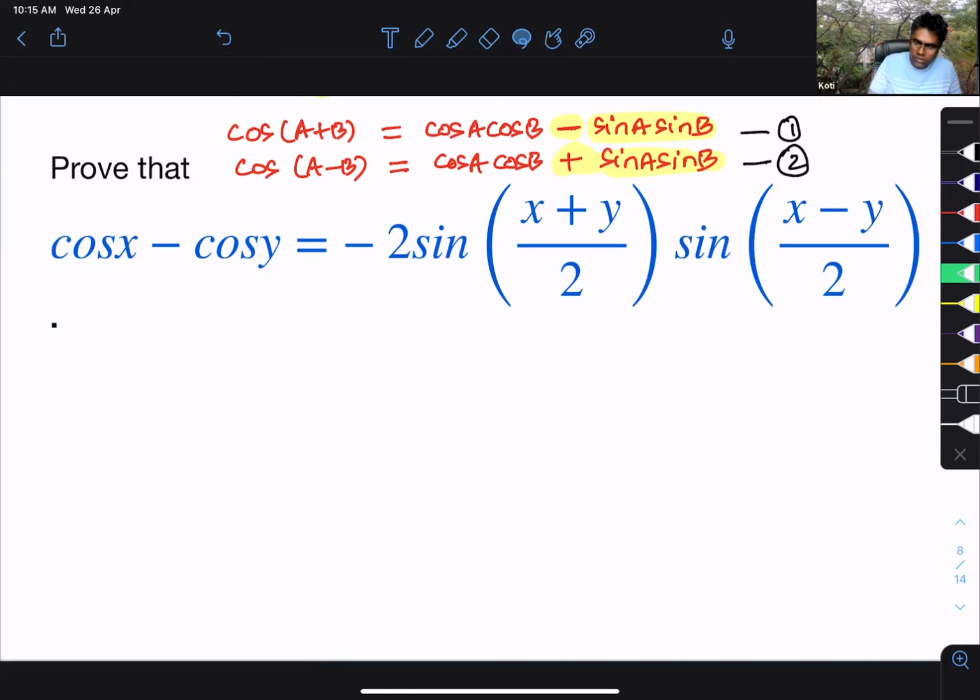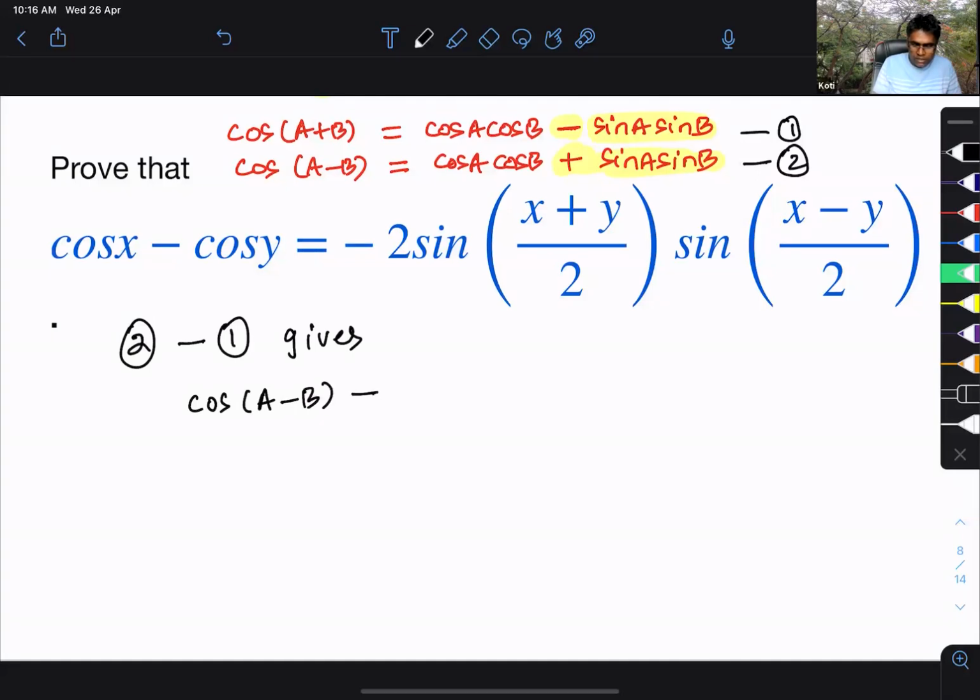So what we can do is subtract the first equation from the second equation, so 2 minus 1. This gives, on the left hand side, cos of a minus b minus cos of... I think there is a minus sign anyway right here, so I'm going to change my approach. Maybe I'll do 1 minus 2, because there is anyway a minus sign. So 1 minus 2 gives.